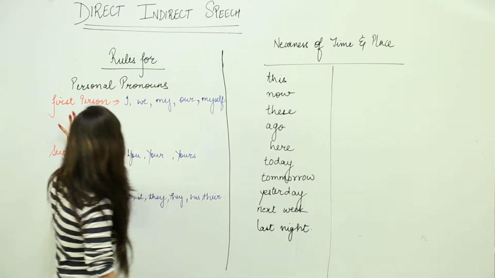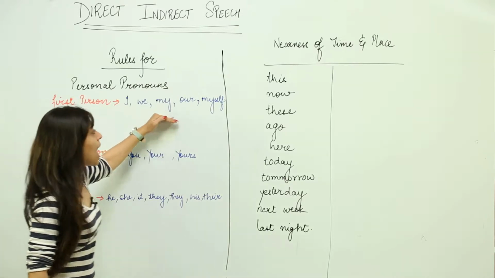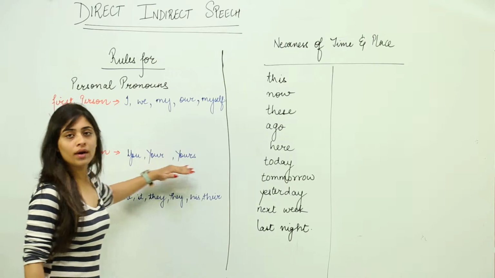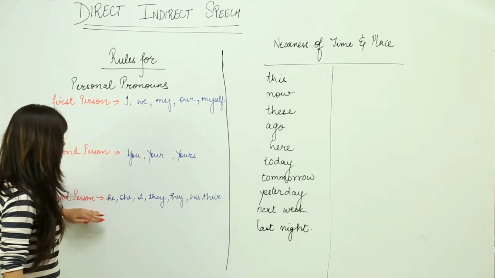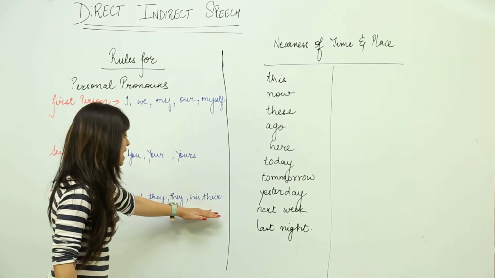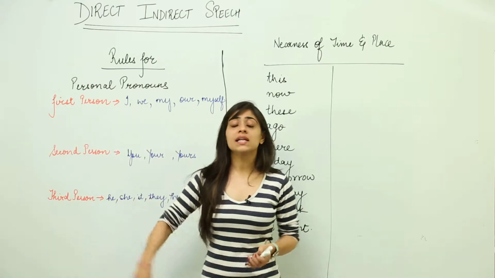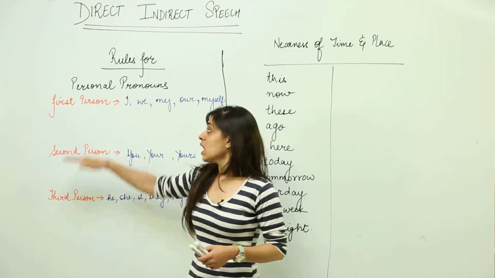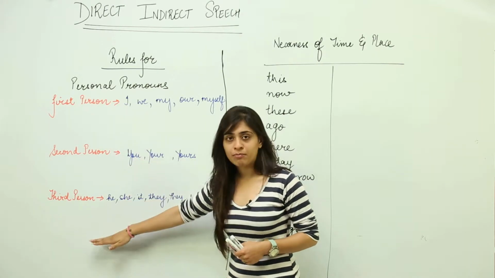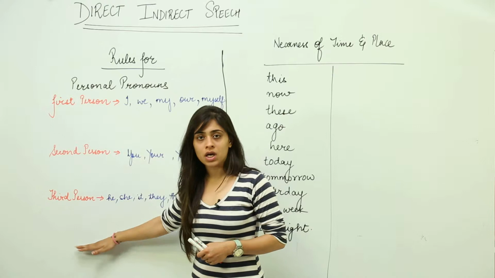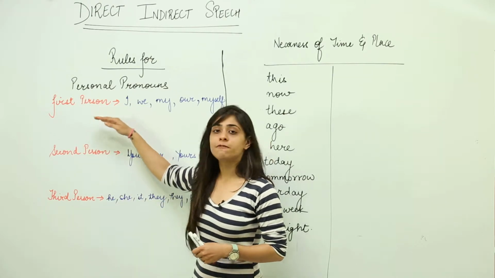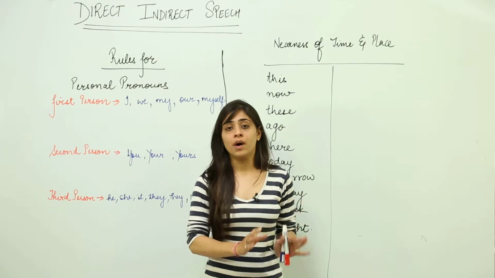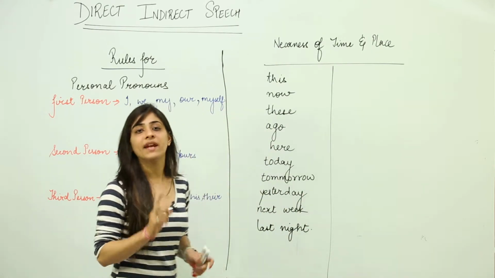For first person, we have I, we, my, our, myself. For second person, we have you, your and yours. For third person, he, she, it, they, his, theirs. Now, from converting a direct speech to a reported speech, we need to understand that we change first person to third person, second person to third person, or we change the first or the second person as implied by the reporting verb. So, let's understand this with the help of an example.